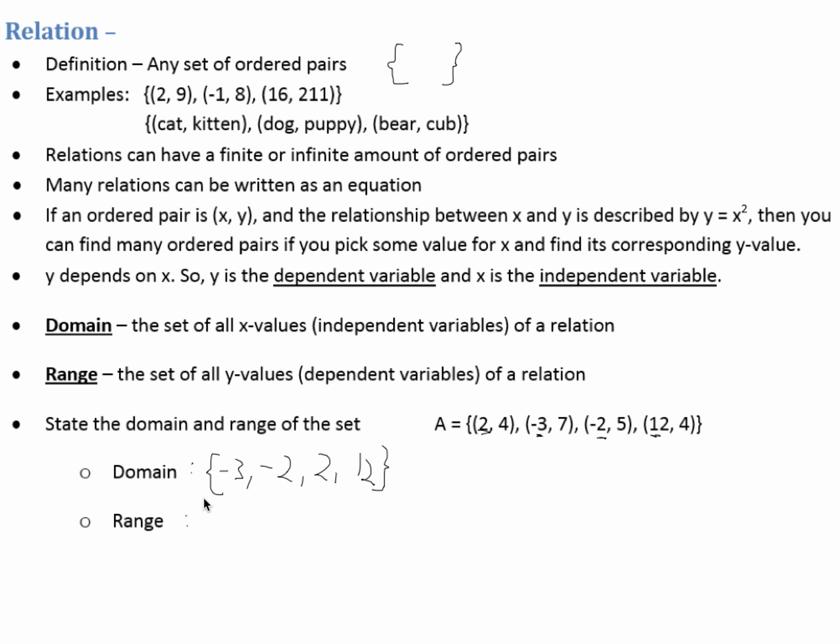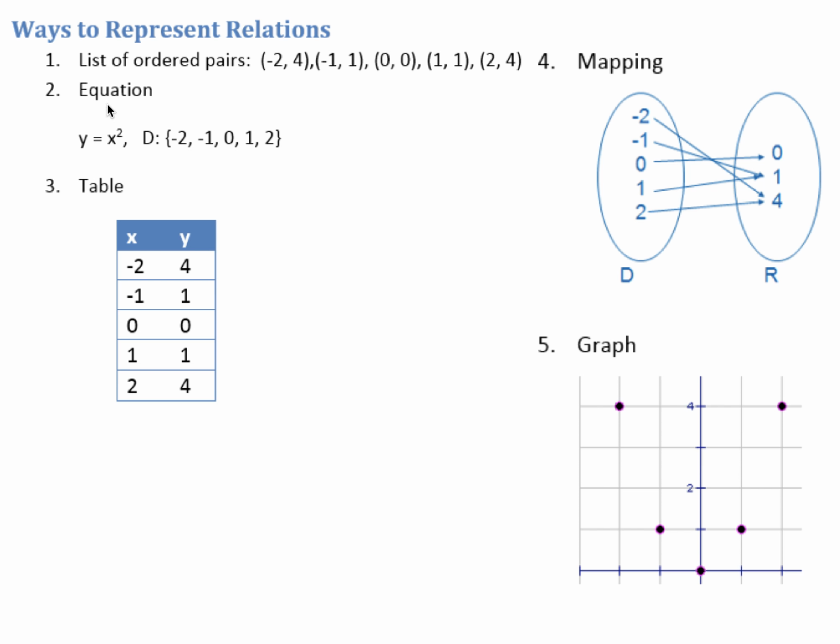Our range, now we're going to look at the y values. So 4, 7, 5, and 4. Well, notice we see 4 twice. We only have to write it once. It's the same number. So we have 4, 5, and 7. That's our range. So this is a finite set. It only has 4 ordered pairs to it. Listing domain and range of an infinite set is going to be a little bit different. Next, the ways to represent relations. Well, you can just list the ordered pairs, and this should have braces around it.